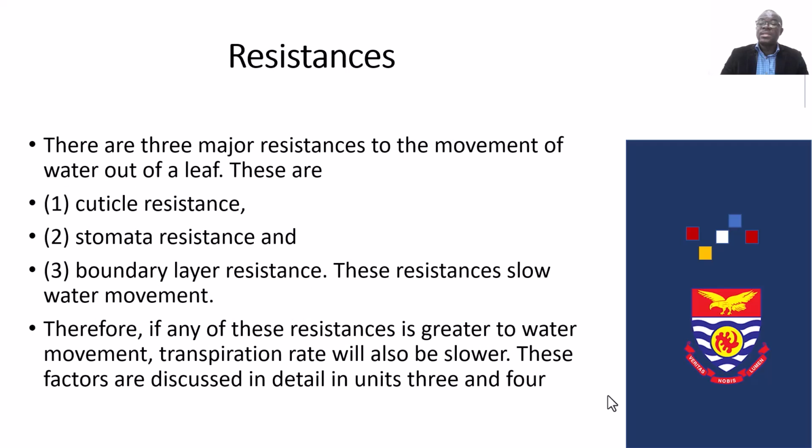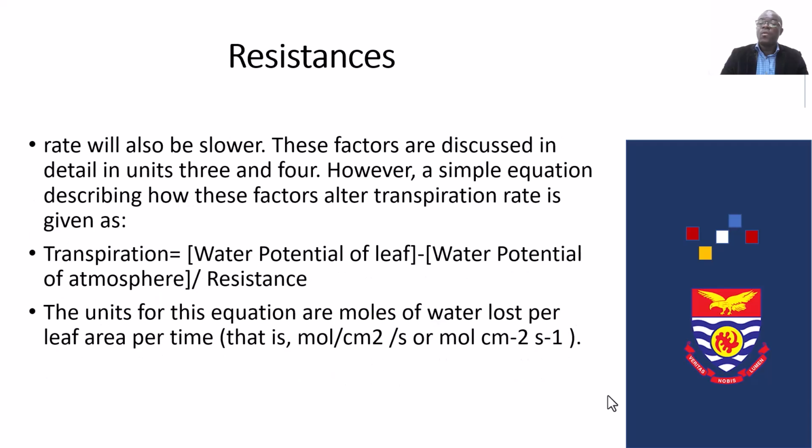The resistances. There are three major resistances to the movement of water out of a leaf, and these are cuticle resistance, stomata resistance, and boundary layer resistance. These resistances slow water movement. Therefore, if any of these resistances is greater to water movement, transpiration rate will also be slower. These factors are discussed in detail in units 3 and 4.